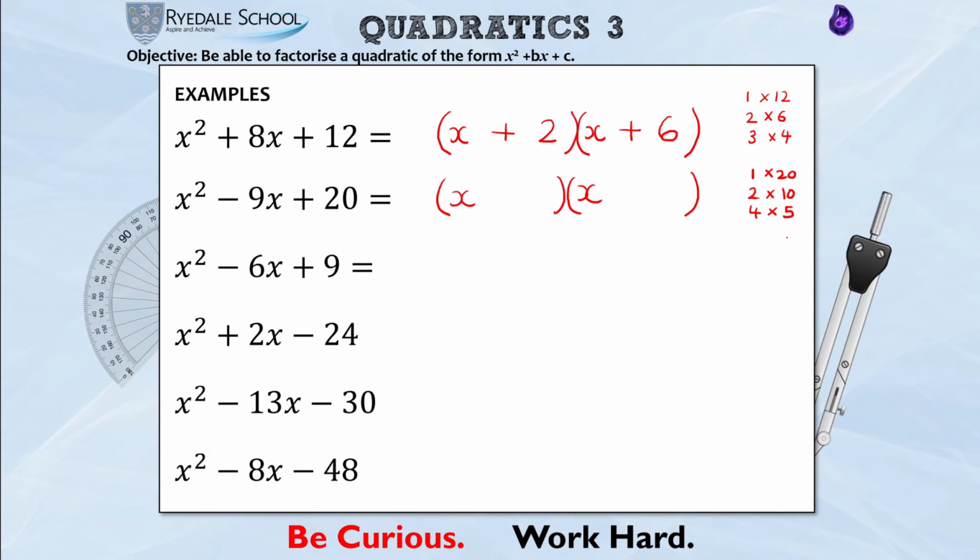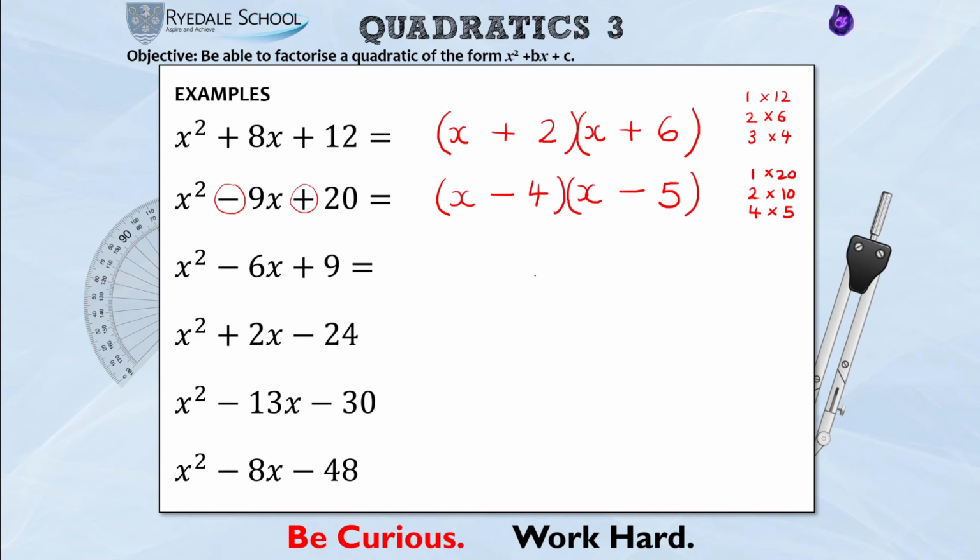Well, which work for 9? Trying to make 9 as well. It's 4 and it's 5. They add to make the 9. What do I know about the signs? Well, the positive is telling me they are both the same, and the negative is telling me they are both negative.